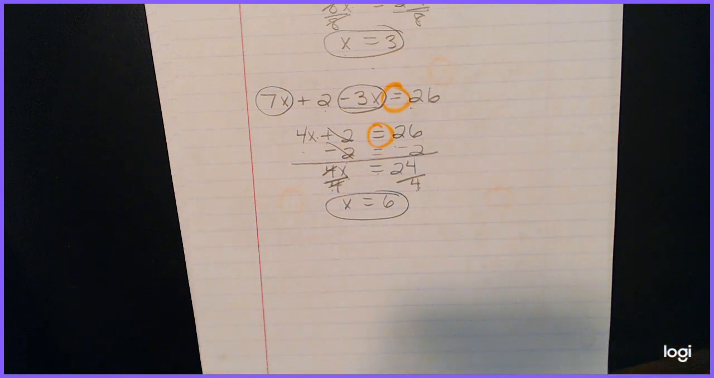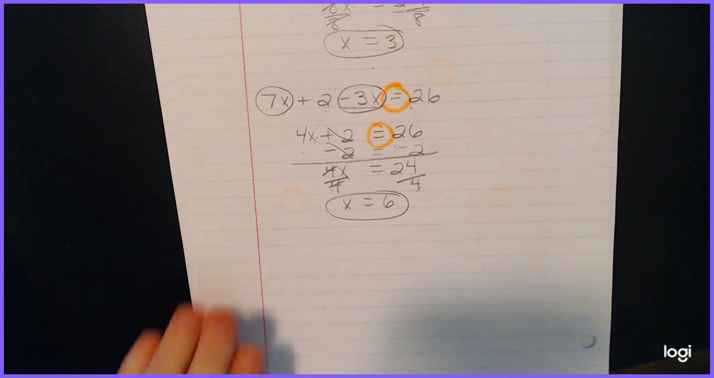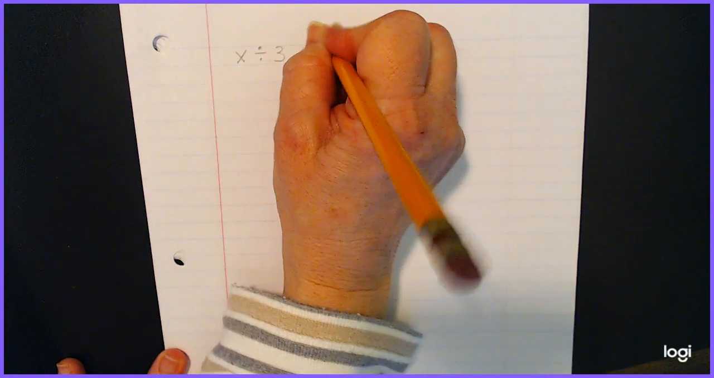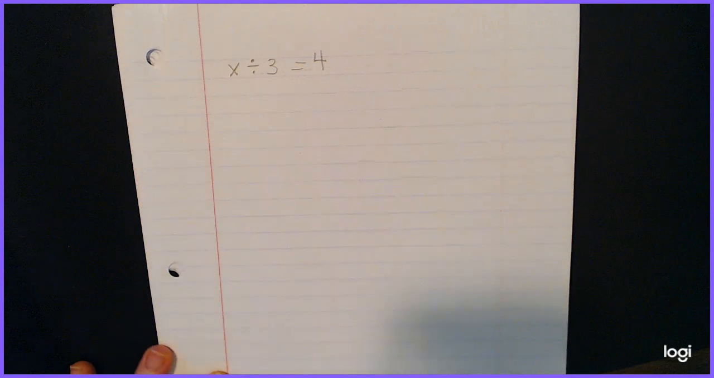Very good. All right, so the next couple problems I am going to do with you real quick are one-step problems, and your exit ticket is going to be very similar to these one-step problems. So what I'd like for you to do is, sometimes we can write division like this. And so my equation here says x divided by 3 equals 4. Obviously, we're going to do this just like we did earlier.